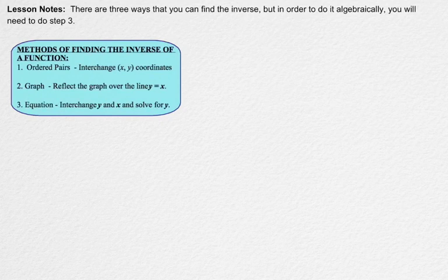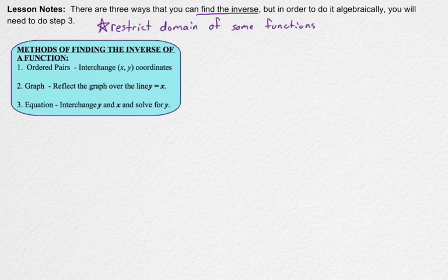In this video, we're going to review what you know about finding the inverse of functions, but we're going to take it a little bit further by talking about restricting the domain of functions as well. So just as a refresher, there's three ways that you can find the inverse of something. If you're given a function as just a bunch of ordered pairs like a table, all you have to do is switch the x and the y coordinates.